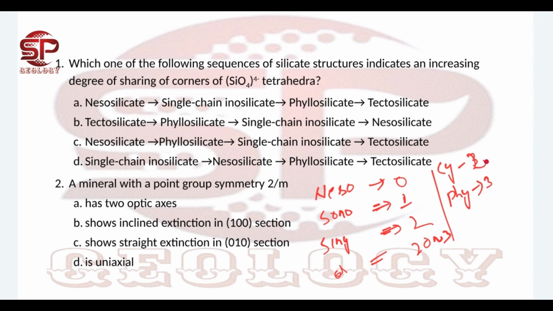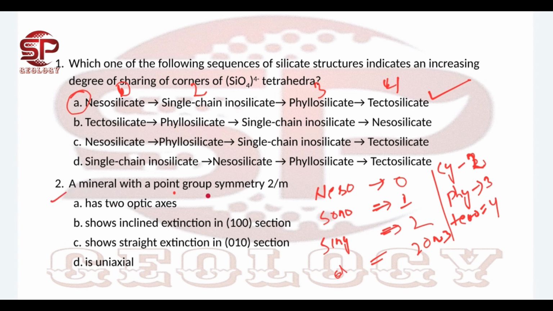So cyclo will share 2. Then tectosilicate it will share 4. So increasing order you can say from neso to tecto, this is the increasing sharing of oxygen. First that will be neso, it will share 0. Single chain will share 2, phyllosilicate will share 3, tectosilicate will share 4. So this is the increasing order of sharing of corners in a SiO4 tetrahedron. So this is your answer A.